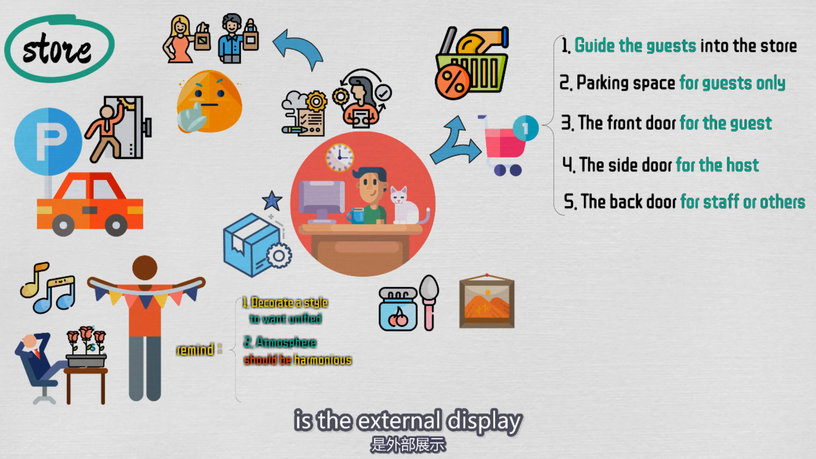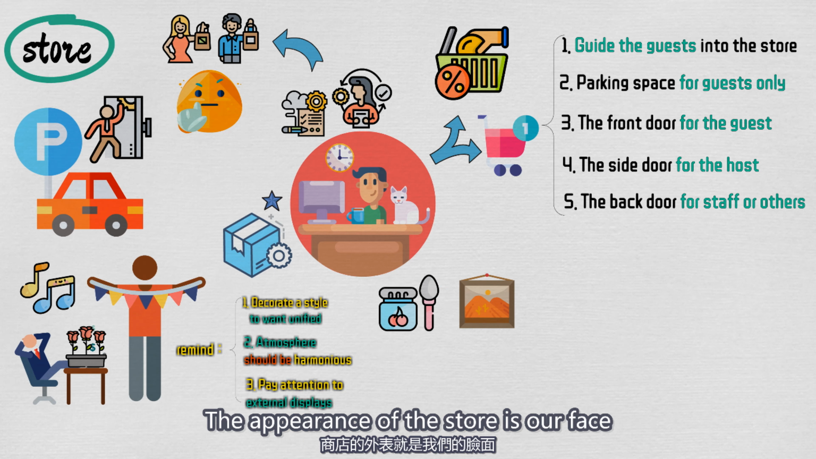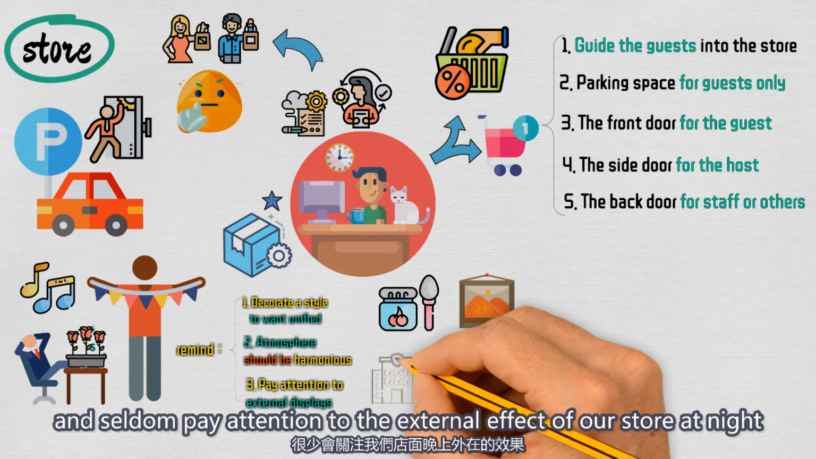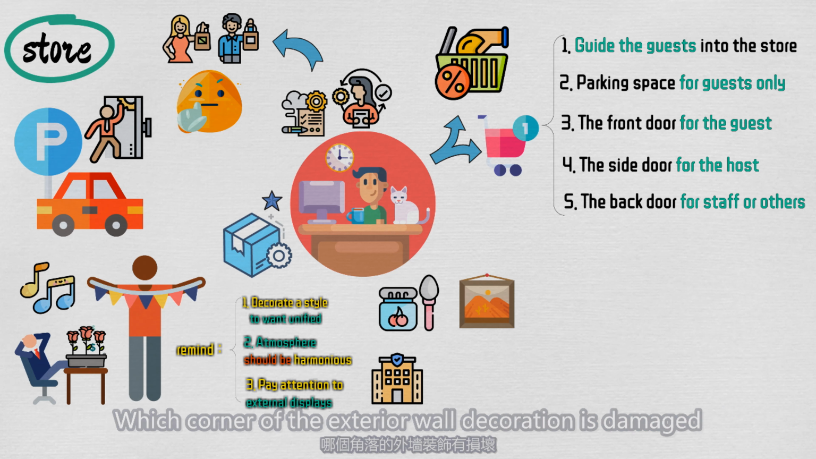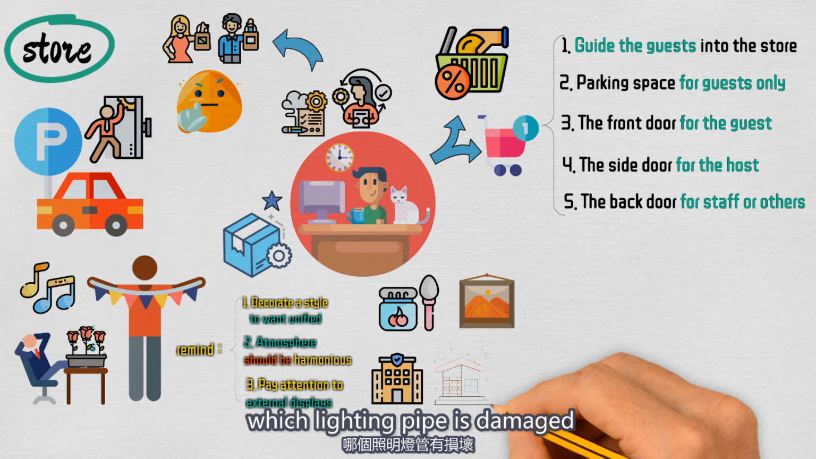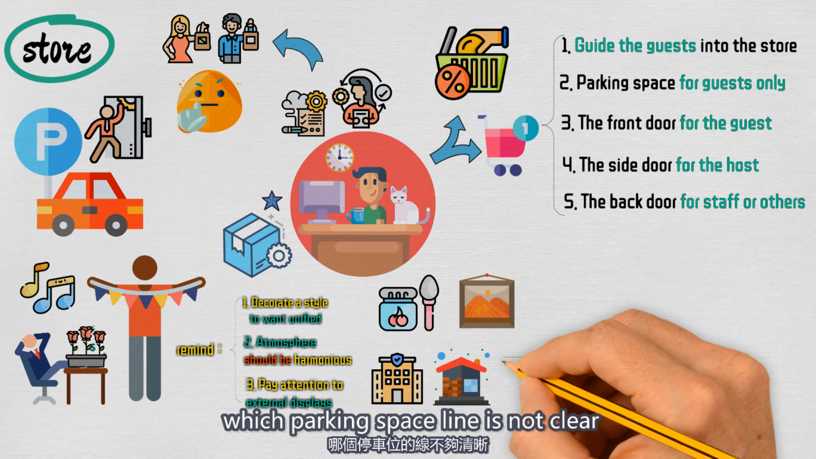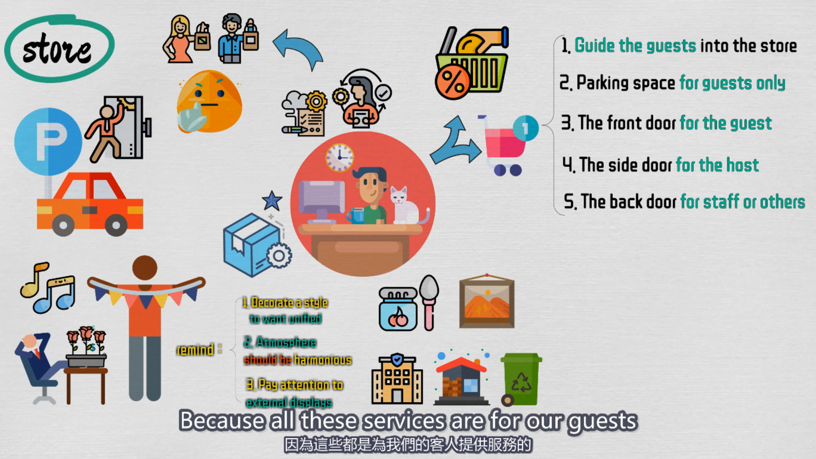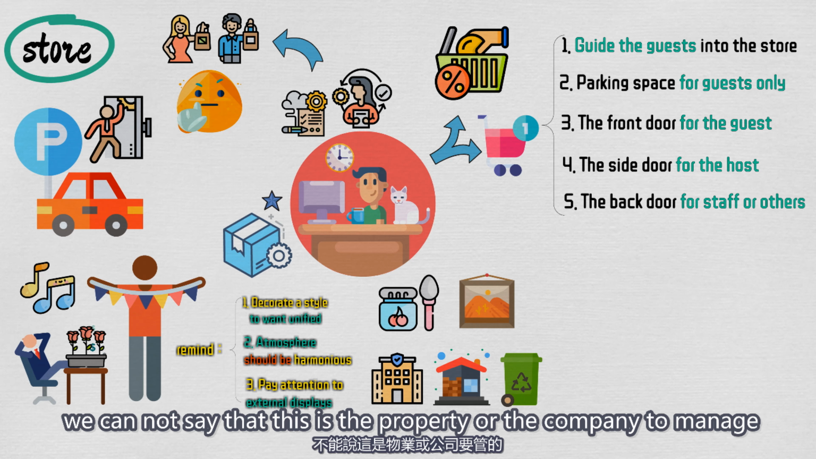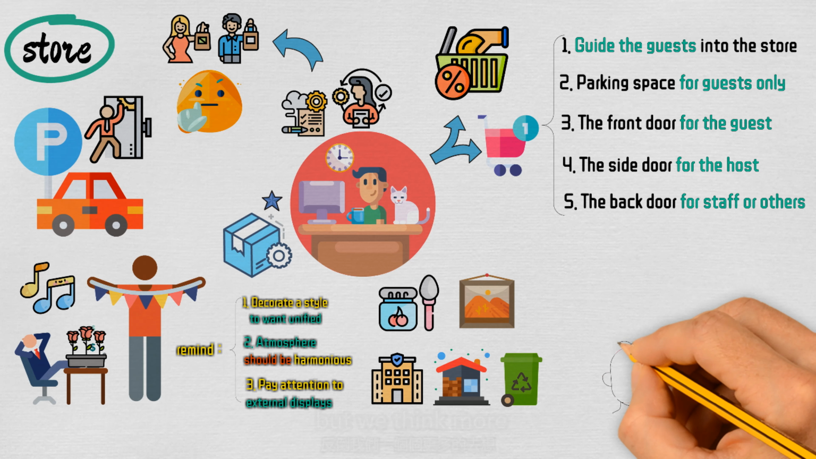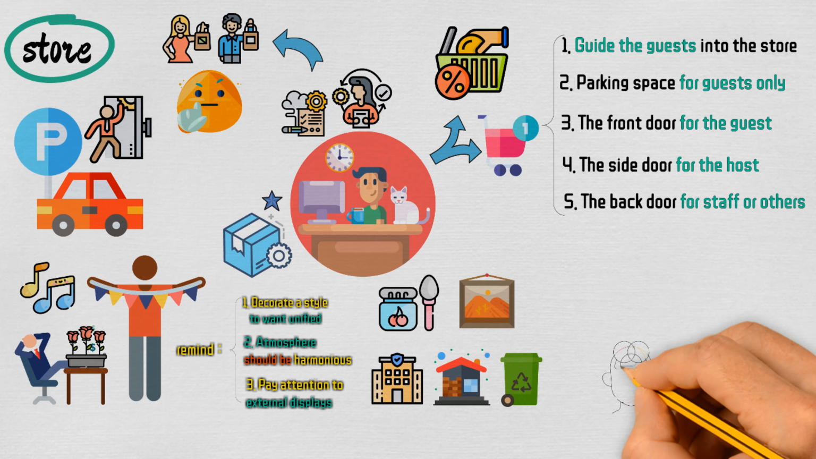The third is the external display. The appearance of the store is our face. We go in and out every day and seldom pay attention to the external effect of our store at night. Which corner of the exterior wall decoration is damaged? Which lighting pipe is damaged? Which parking space line is not clear? Which door trash can is not clean enough? Because all these services are for our guests. We cannot say that this is for the property or the company to manage, and we have no direct relationship. But we should think more and pay attention to it.